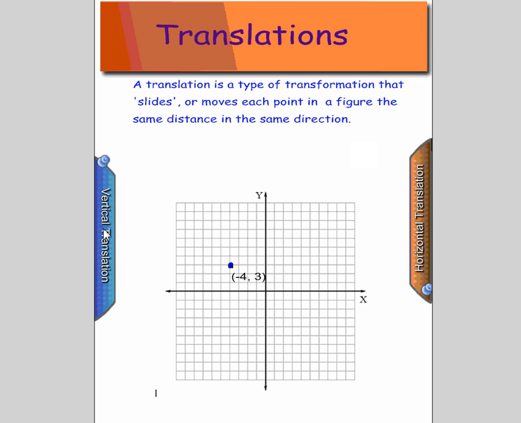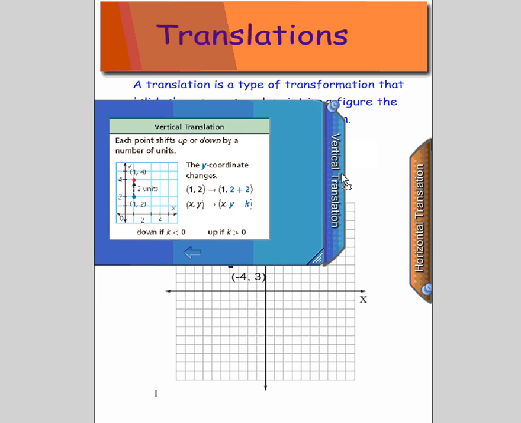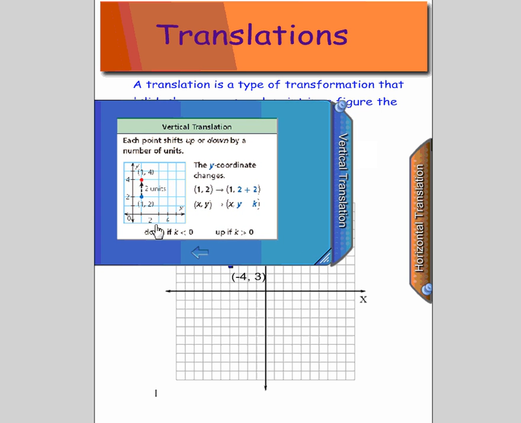there are two types of transformations that we're looking at. We have a vertical translation, as you can see the rule here. It says each point shifts up or down by a number of units. So here is the rule. If you're shifting a coordinate up or down, you're actually going to change the y coordinate.